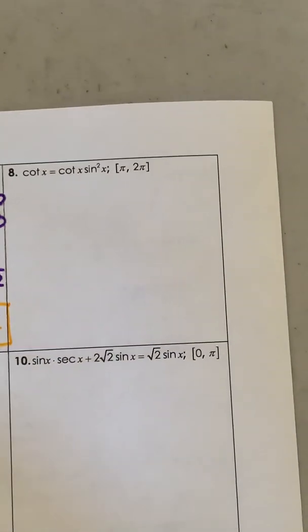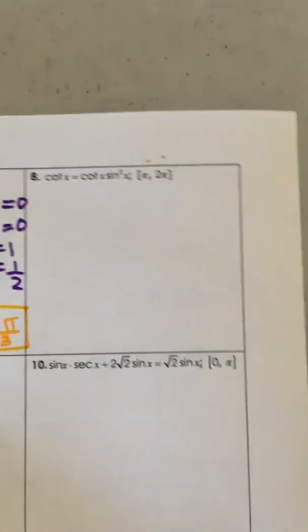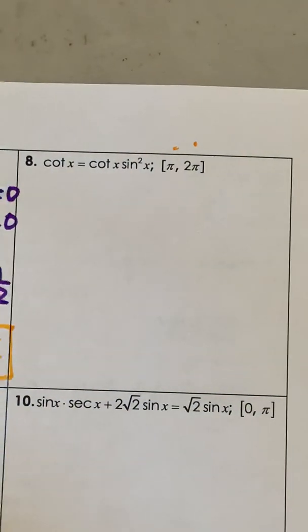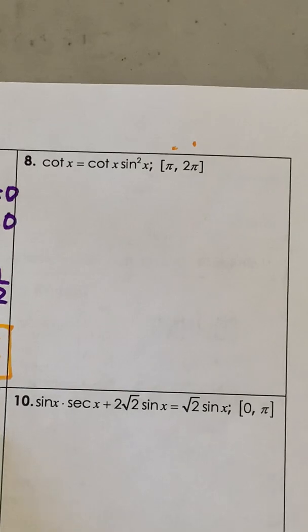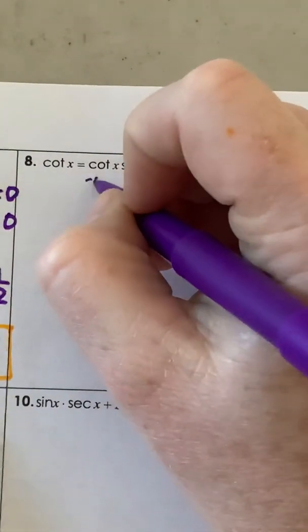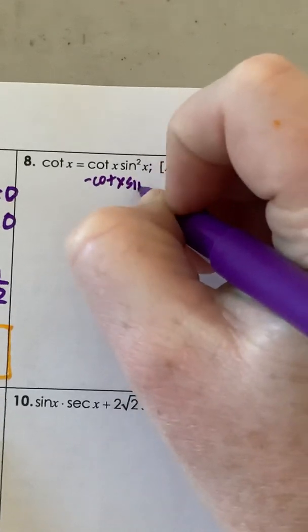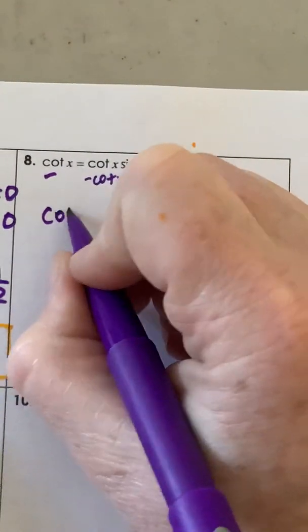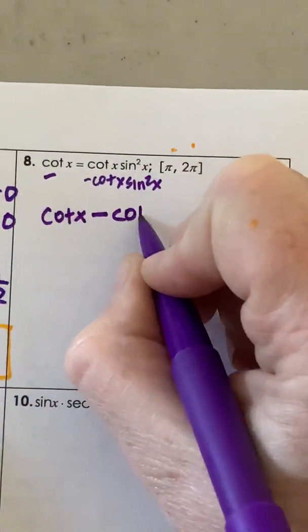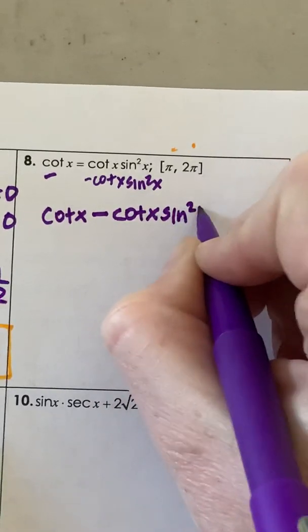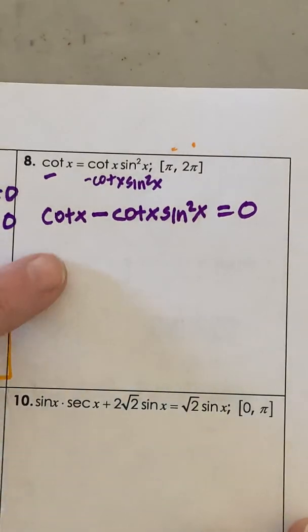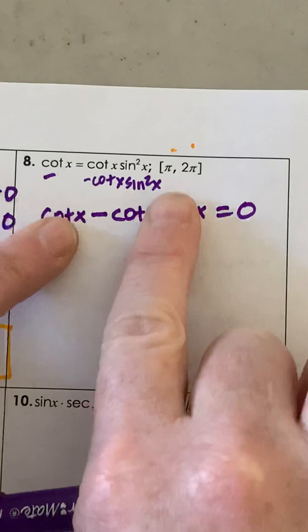Okay, next one, 8. We're looking at from pi to 2 pi, but let's just focus on factoring it first and then we'll decide our solution. So it has to equal 0. I'm going to subtract cotan x sine squared x from both sides. So this would be cotan x minus cotan x sine squared x equals 0. And we're using factoring here, so you should see that cotangent is in both these groups. That's what we're going to factor out.